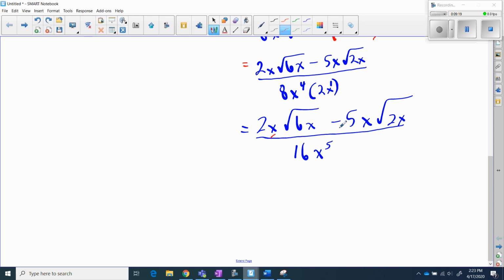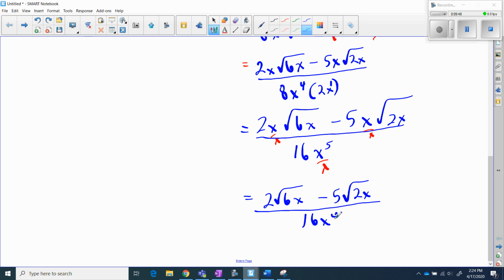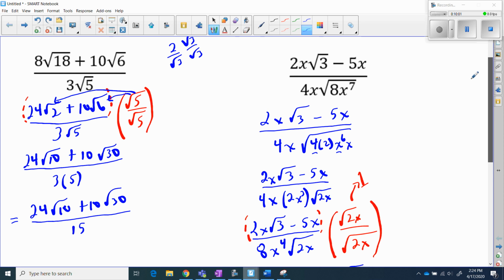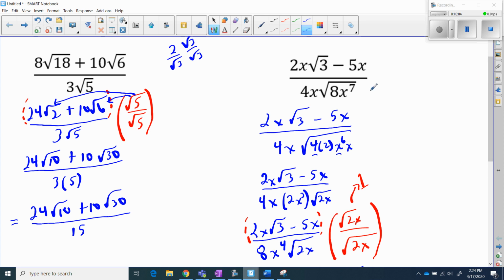However, x, x, and x to the 5th, all of those terms divide by x. So I'm going to divide each of these by x, and that will result in this as a reduced answer, 2 square root 6x minus 5 square root 2x, and the denominator will be 16x to the exponent 4. All right, so those two examples go through how you manage when the numerator has multiple terms in it, and the denominator is still a monomial.